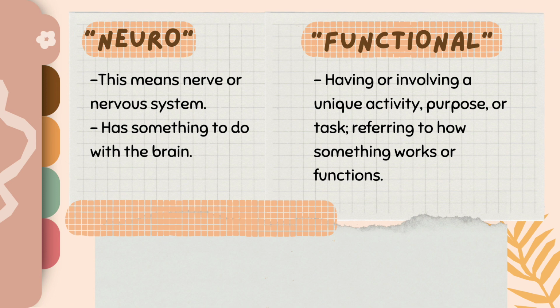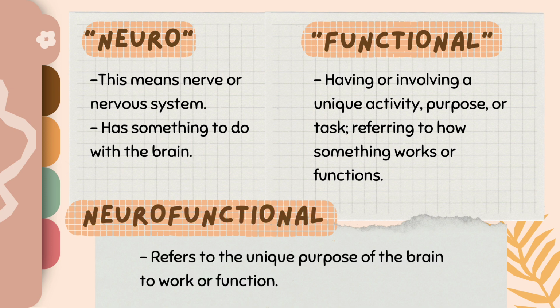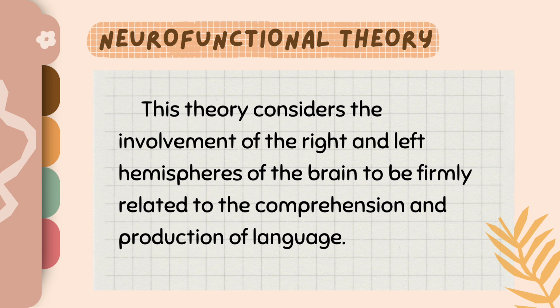When we say neuro, this means nerve or nervous system, something to do with the brain. And when we say functional, it means having or involving a unique activity, purpose or task, referring to how something works or functions, and refers to the unique purpose of the brain to work or function. Let's get to the neurofunctional theory.